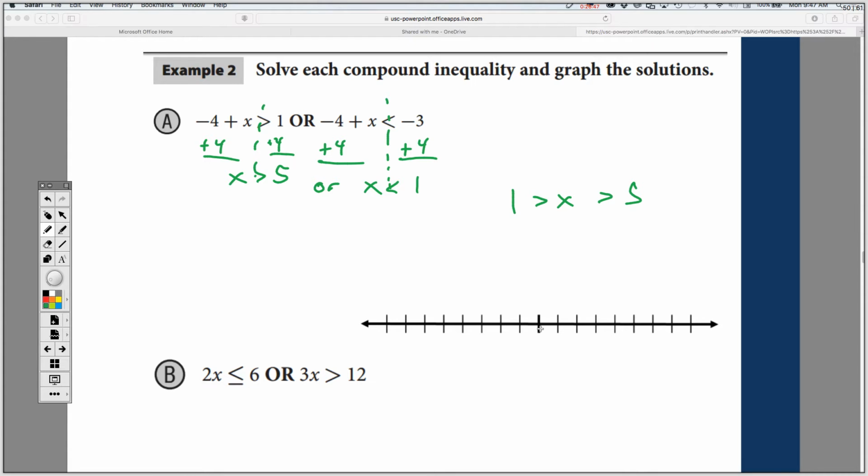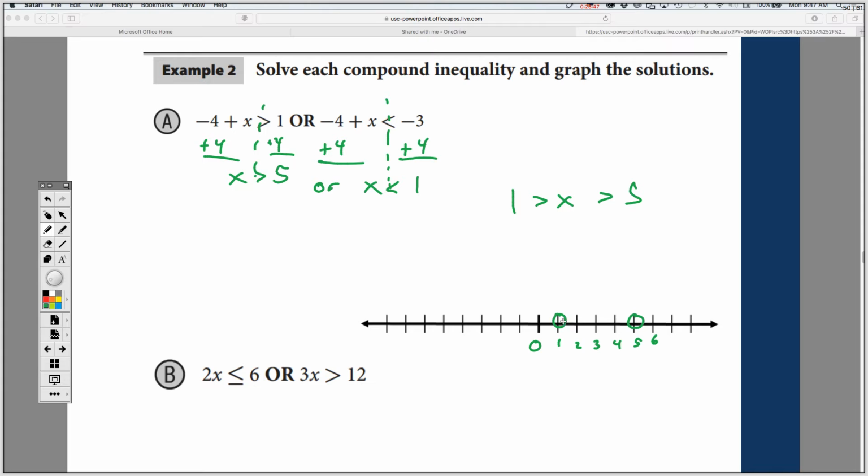So go to 1 and go to 5. So 2, 3, 4, 5, 6, 0. Put at least one number to the right and left. Okay, we're going to circle 5 and we're going to circle 1. Now it's easier if we look at this one, but we could look at this one also.